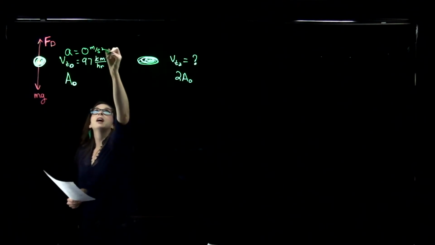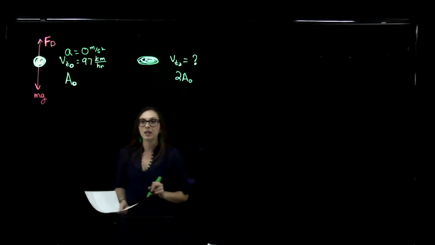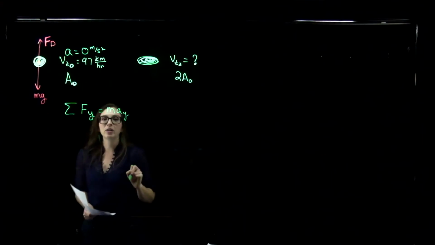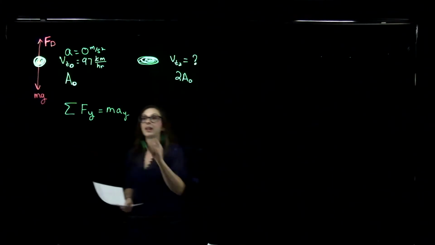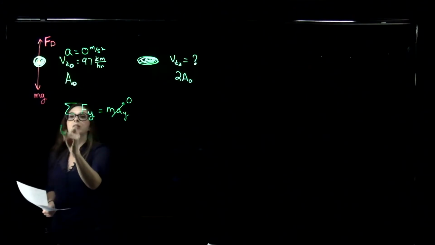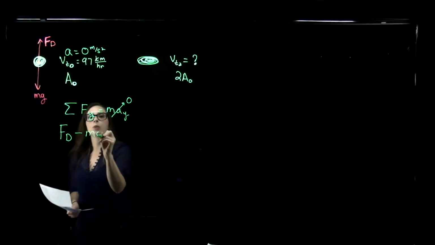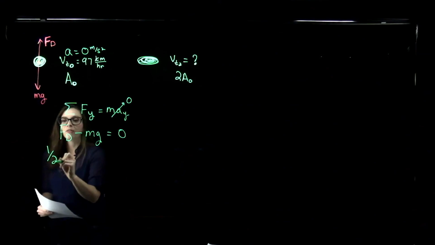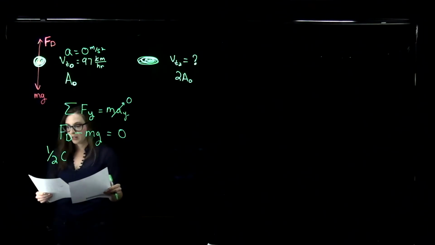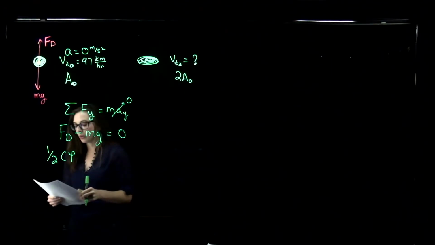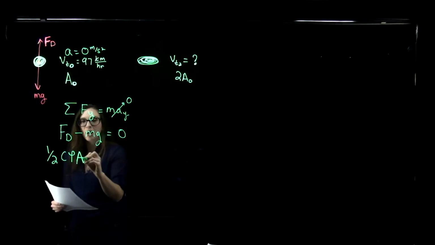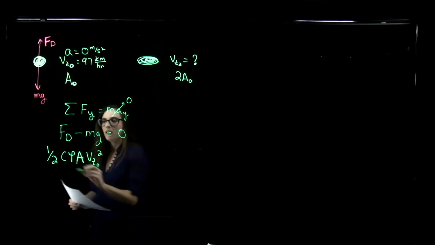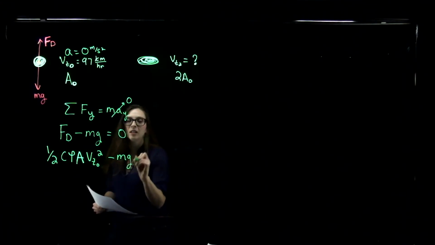So let's write down Newton's second law for our cat here. We're just moving with vertical motion, so the sum of the forces in the y direction equals our mass times acceleration in the y direction. Once we reach terminal velocity, we're not accelerating, so this is zero. So you have the drag force upward, the mass times gravity downward, and that equals zero. And we had our equation for the drag force, which was 1/2 times our drag coefficient, times the density of the material through which we're falling, times the cross-sectional area of that object perpendicular to the direction of motion, times the terminal velocity squared. That's the drag force, and then minus mg equals 0.